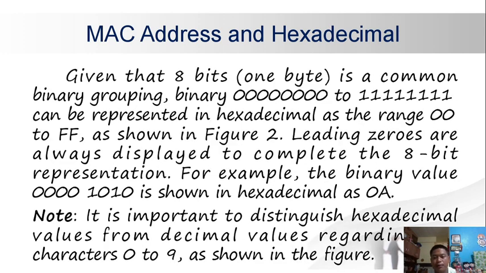Given that 8 bits, or 1 byte, is a common binary grouping, binary 00000000 to 11111111 can be represented in hexadecimal as the range 00 to FF. As shown in figure 2, leading zeros are always displayed to complete the 8-bit representation. For example, the binary value 00001010 is shown in hexadecimal as 0A.